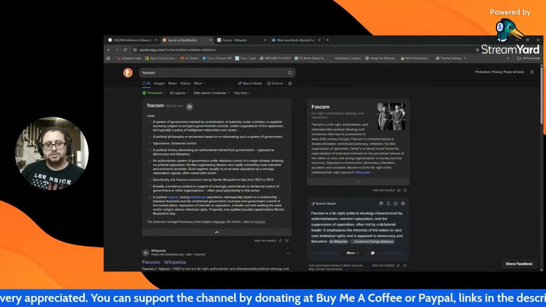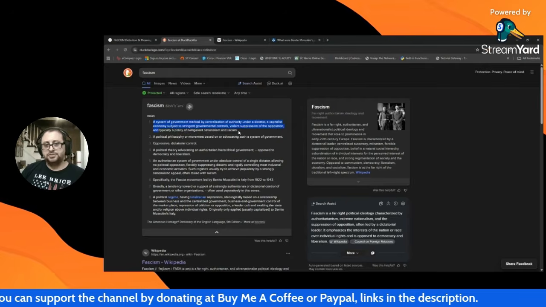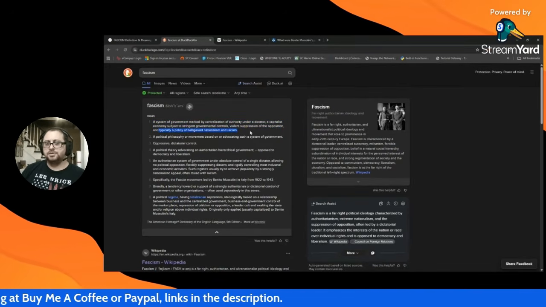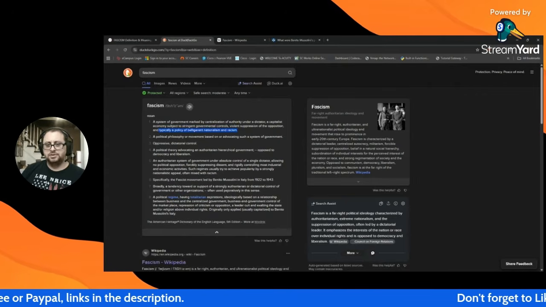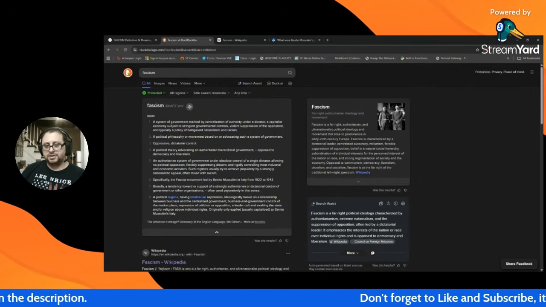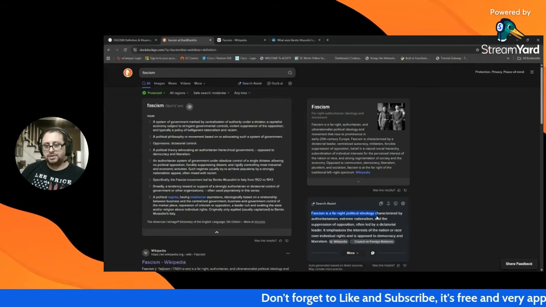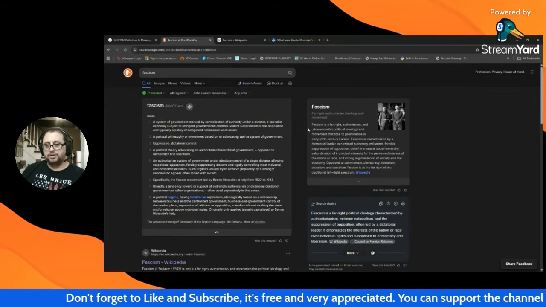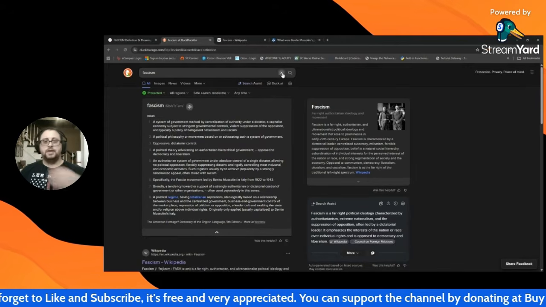Now, interesting, because the policy of belligerent nationalism and racism wasn't a part of the original definition. The search assist down here says far-right political ideology. Huh. Here again we have the Wikipedia article. Interesting.